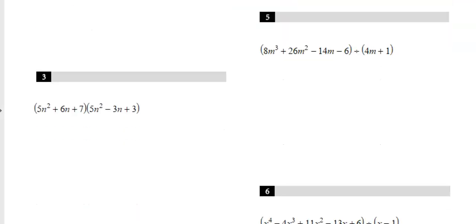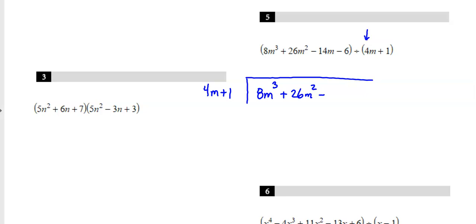Number 5, we have a division problem. Usually I try to use synthetic division, but because there's a 4 there, it just takes a little bit more. You got to end up using fractions, and fractions get kind of messy. So I'm just going to do this one long division. So I'm going to say, all right, 4m plus 1. We need to see how many times that goes into 8m to the third plus 26m squared minus 14m minus 6. And we'll start playing the game.